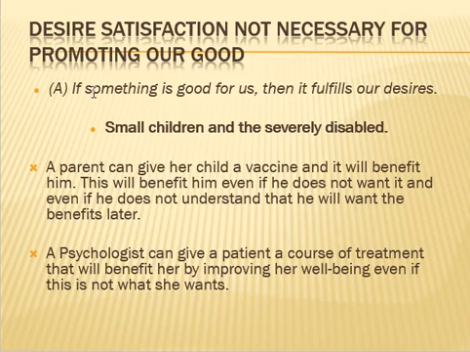In this case, A: if something's good for us, then it fulfills our desires. If I say it did not fulfill my desire, then I'm required to say that it is not good for me, or not good for us. The problem is that just because something doesn't fulfill my desire or goes against something I want, it doesn't mean that it's not good for me. And so claim A has to be false.